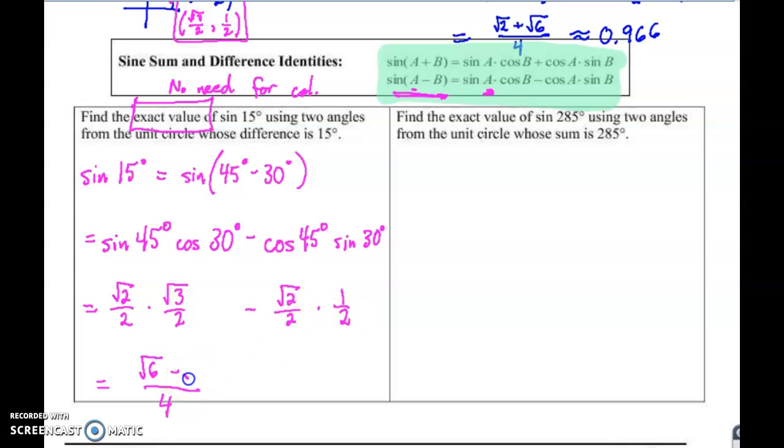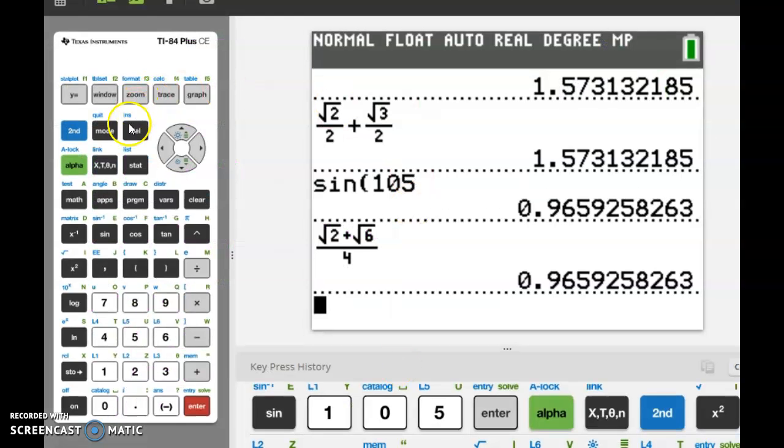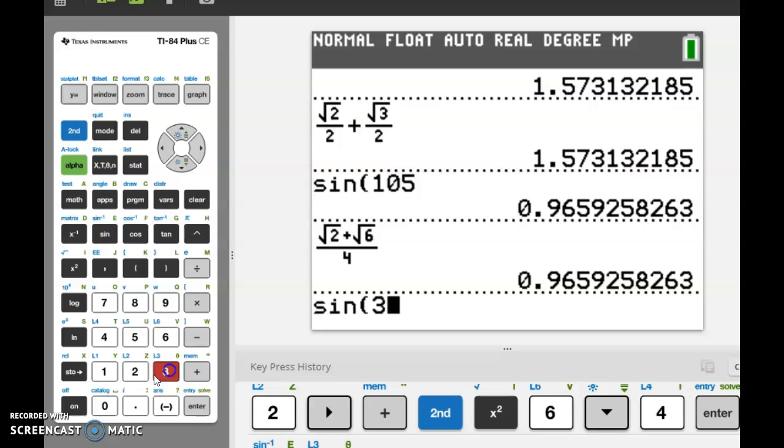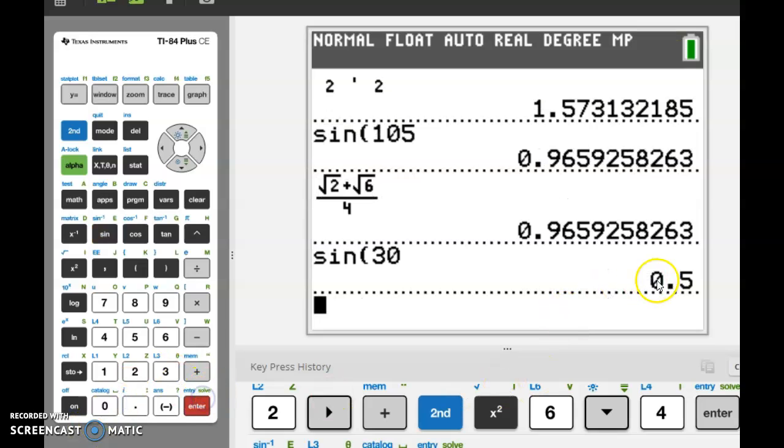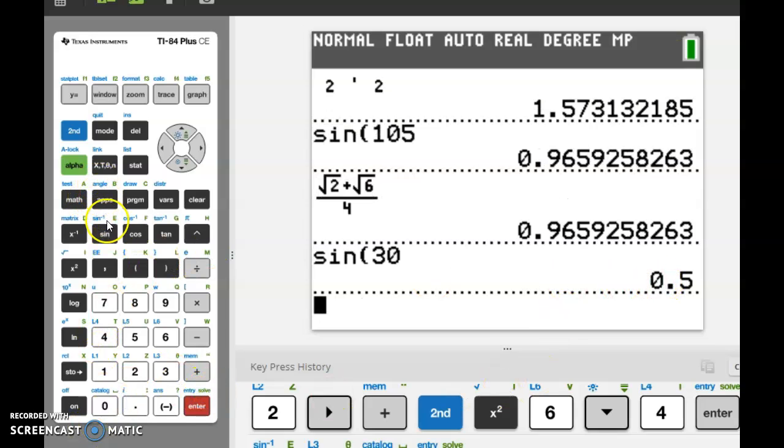Root 2 times 1 is root 2. This is your exact answer. Now, if you have access to a calculator, you can double check that you have the right answer. And all I would do is type in sine of 30 degrees. So that's, oh, no, that's not what I wanted. I wanted sine of 15 degrees.